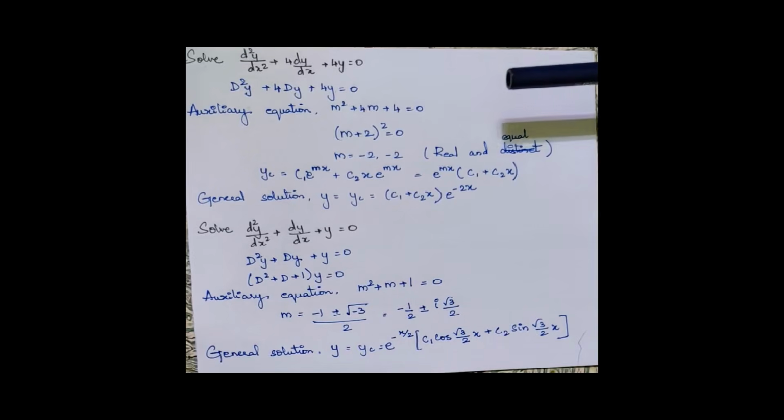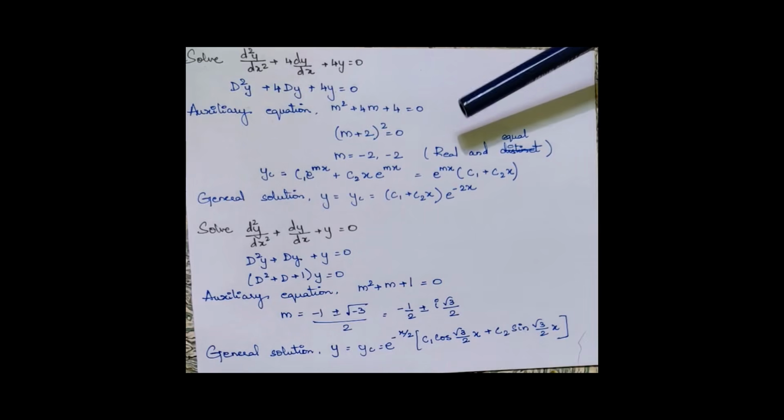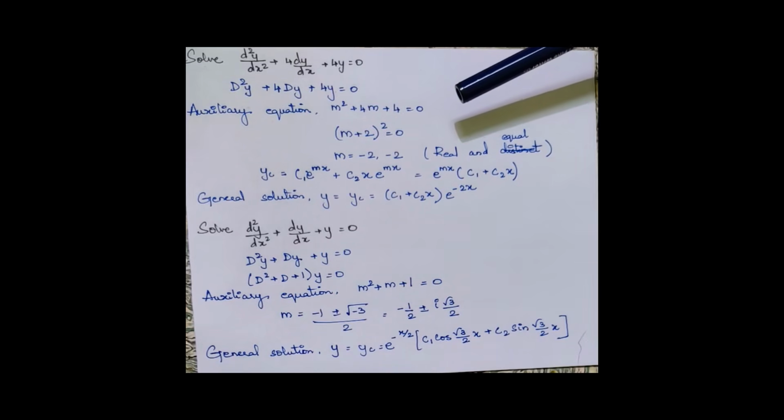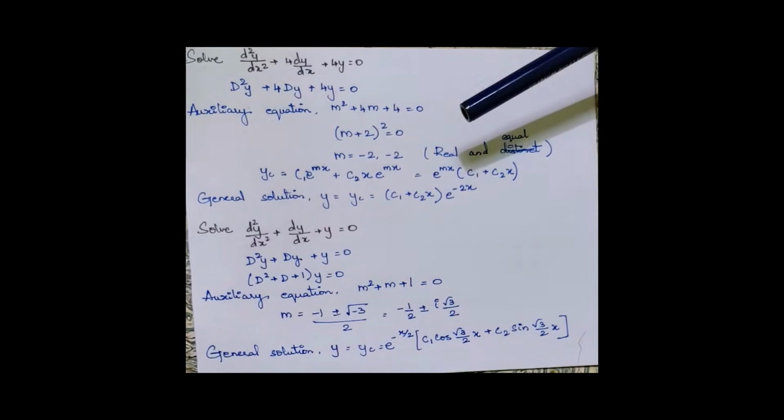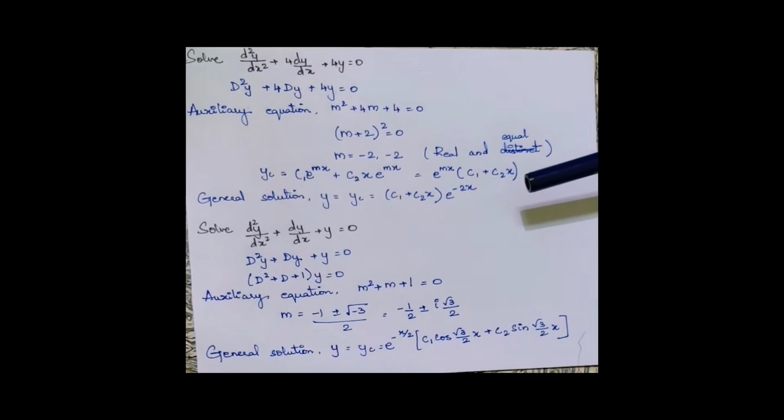Let's consider another example where the roots are real and equal. The question is d squared y by dx squared plus 4 dy by dx plus 4y is equal to 0. On substituting D and then m, we obtain the auxiliary equation m squared plus 4m plus 4 equal to 0. The roots are minus 2 and minus 2. According to the given format, the solution must be of the form e to the power of mx into (c1 plus c2 x). On substituting the given roots, we obtain this as the general solution.